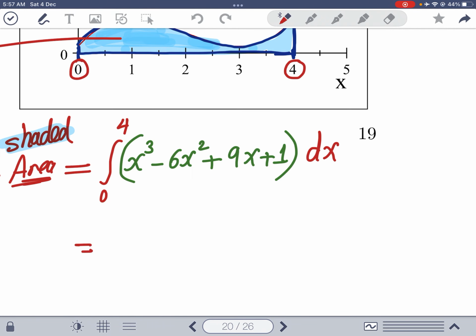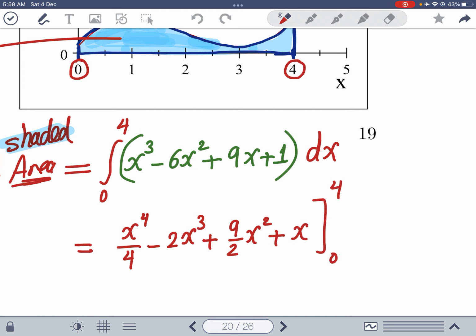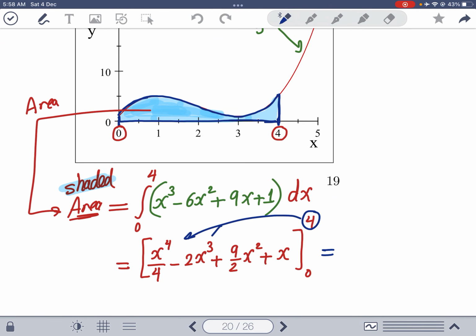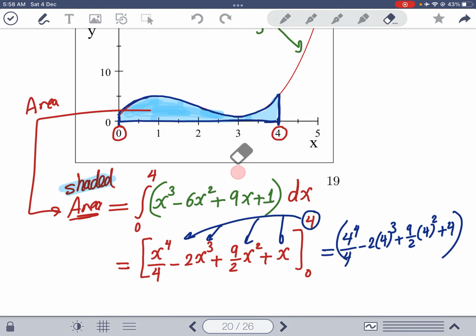And so let's compute. The antiderivative is x to the 4 over 4 minus 6x cubed over 3, so 2x cubed, plus 9x squared over 2, plus the antiderivative of 1 which is x, between 0 and 4. Notice the nice thing here is that when you replace 0, all of them will be 0. So first you replace the 4 for x: 4 to the 4 over 4 minus 2 times 4 cubed plus 9 over 2 times 4 squared plus 4, all of this minus 0. When you put 0, you get 0 minus 0 plus 0 plus 0, which is nothing. So the entire answer is just this.